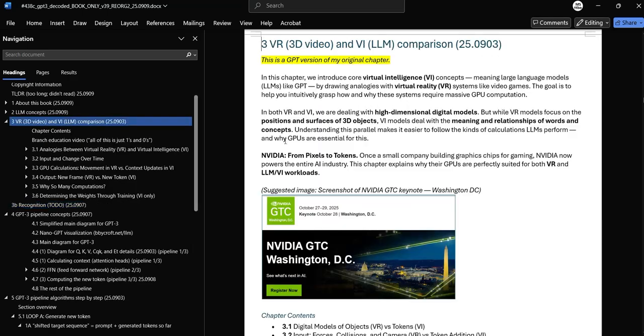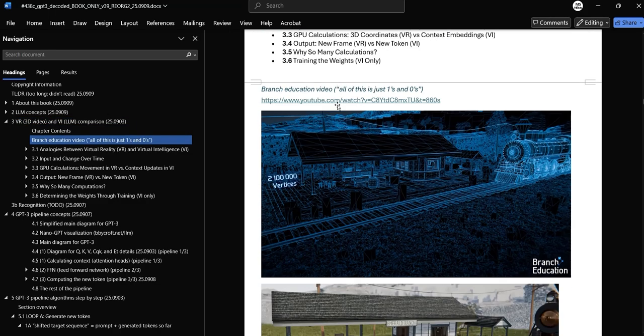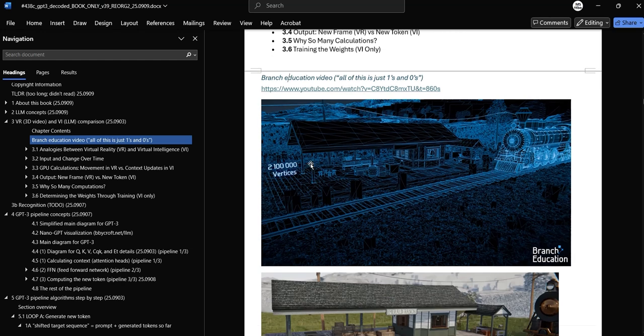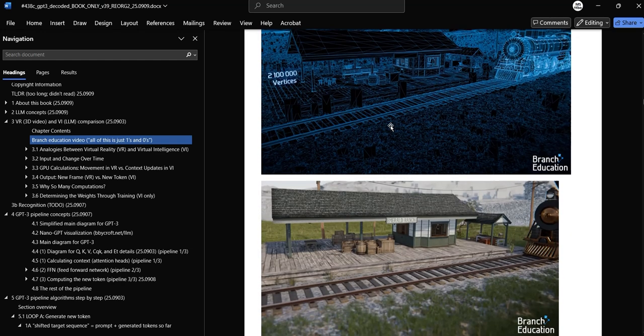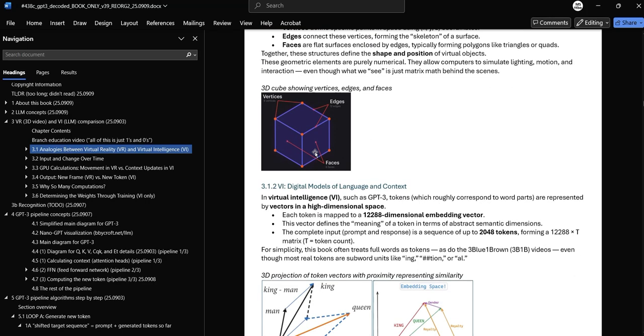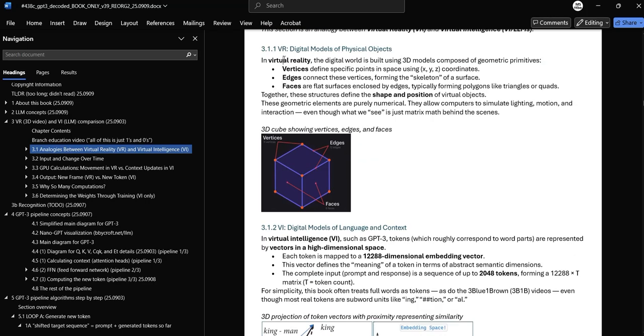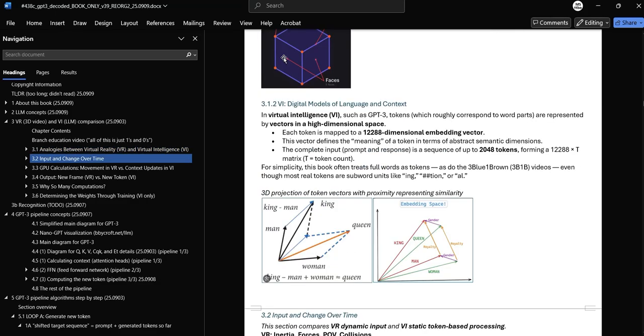Also, there's another chapter describing virtual reality, 3D video, with virtual intelligence, LLMs, that's what I call them. This chapter takes VR, which is computer graphics, and takes basically the way that VR does math, and uses that as an analogy to better understand how, with LLMs, the math is used to define tokens.